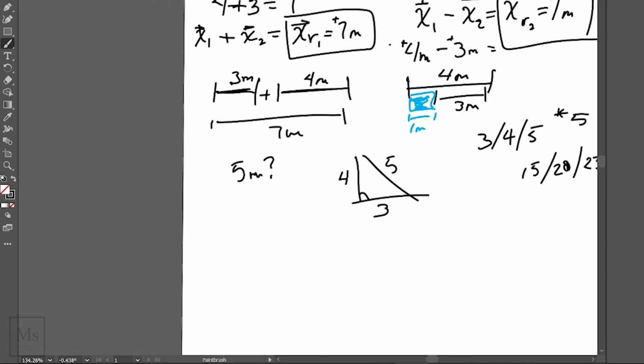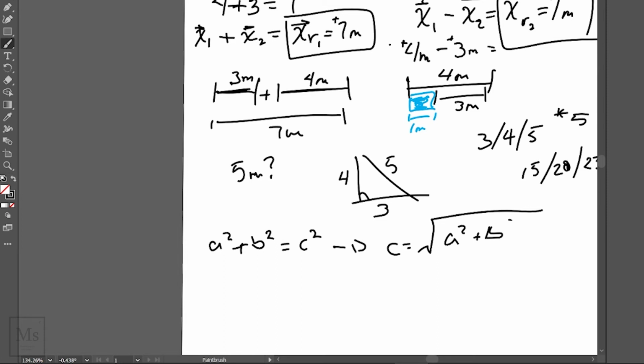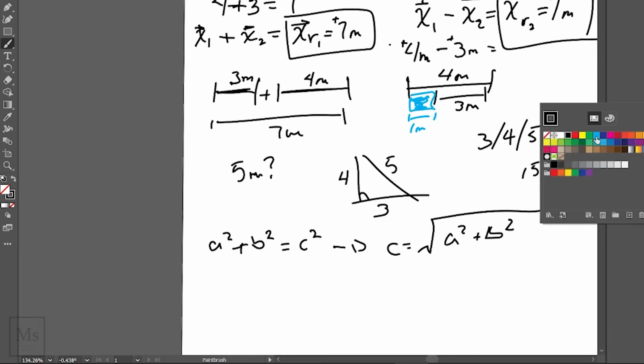How can we say this mathematically speaking? Well, we know that a squared plus b squared equals c squared. In order to find c, we're going to say c equals the square root of a squared plus b squared. Well, what does that look like? Here, our b is our 3, our a is our 4, and our 5 is our c. It doesn't really matter which is a or b.